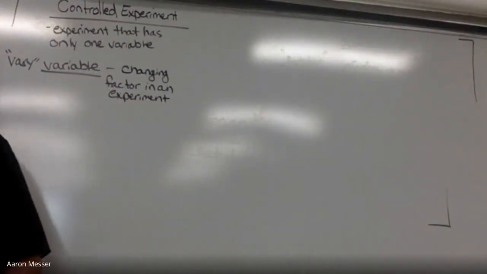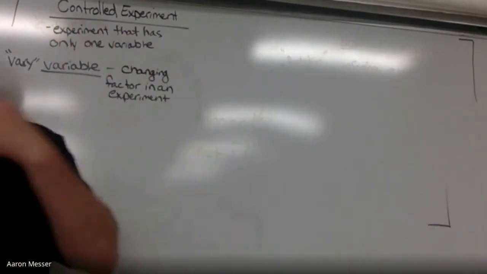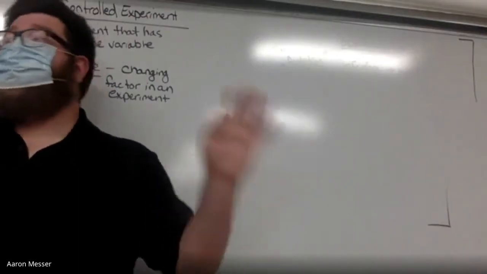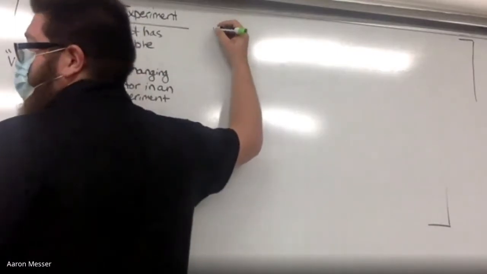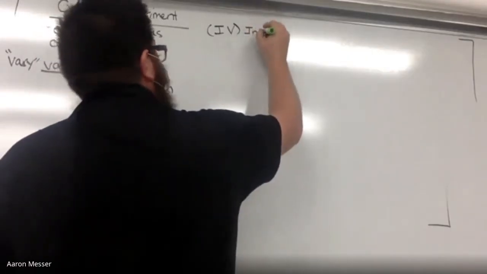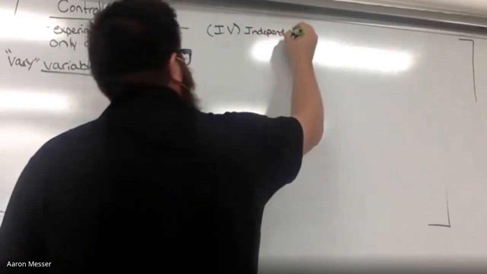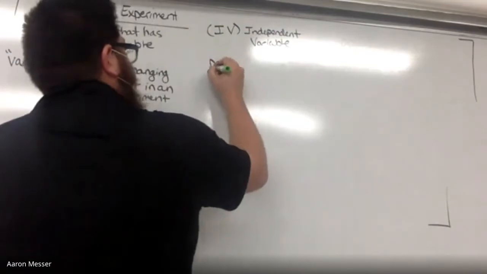Okay? There are several types of variables and other components in an experiment. I'm going to go through them really quickly, but I'm not going to dwell on them because we already went through them before. Then we're going to practice with them. What are the two main types of variables in an experiment? Independent and dependent. Independent variable and dependent variable.